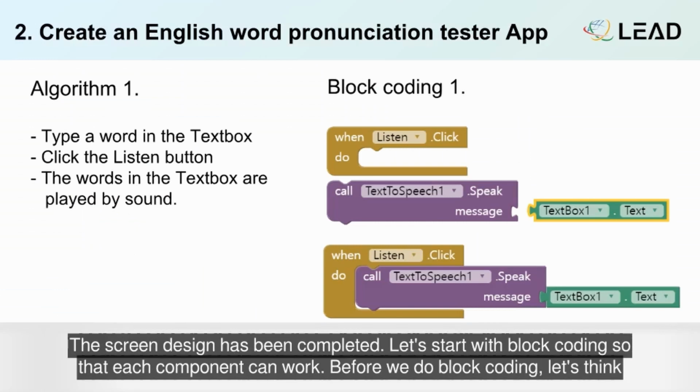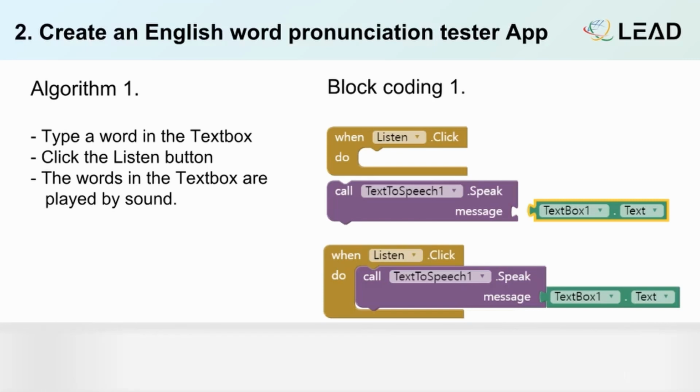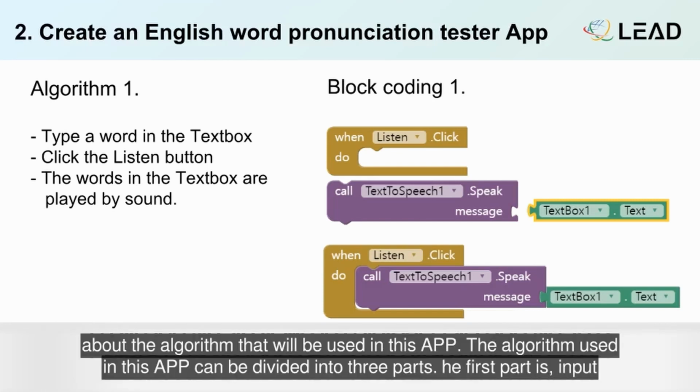The screen design has been completed. Let's start with block coding so that each component can work. Before we do block coding, let's think about the algorithm that will be used in this app. The algorithm used in this app can be divided into 3 parts.